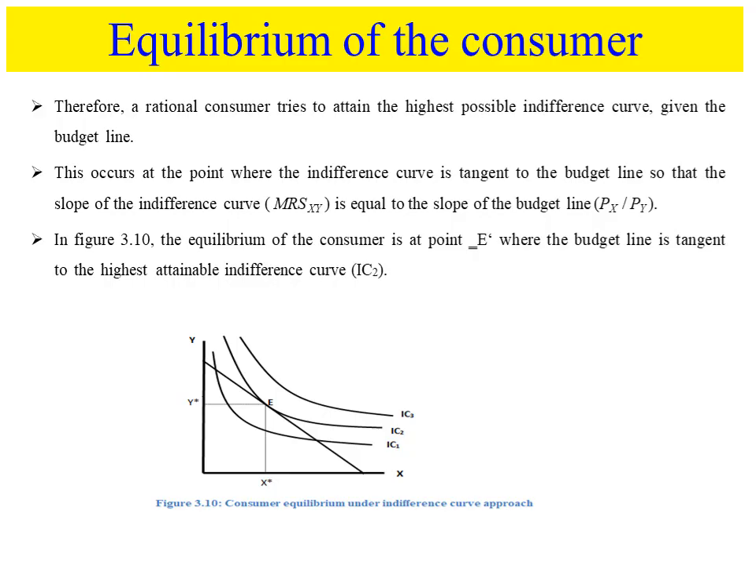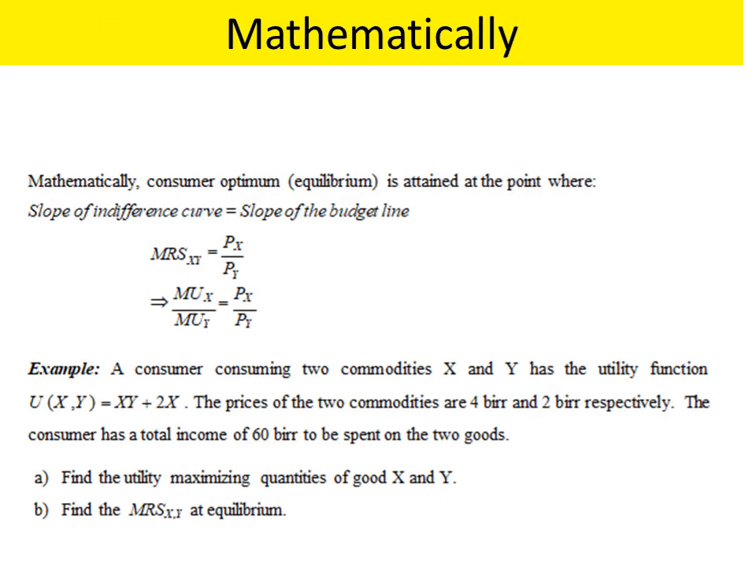In the following figure, the equilibrium of the consumer is at point E, where the budget line is tangent to the highest attainable indifference curve. That curve is indifference curve number 2. Mathematically, a consumer optimum or equilibrium is attained at a point where the slope of the indifference curve is equal to the slope of the budget line.